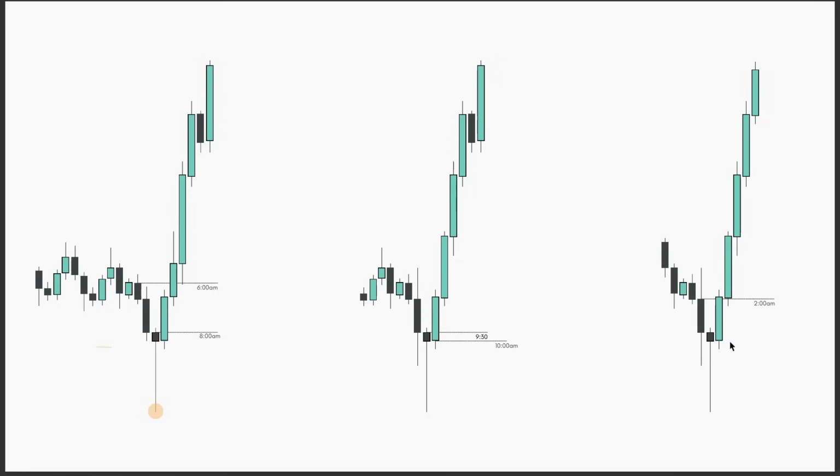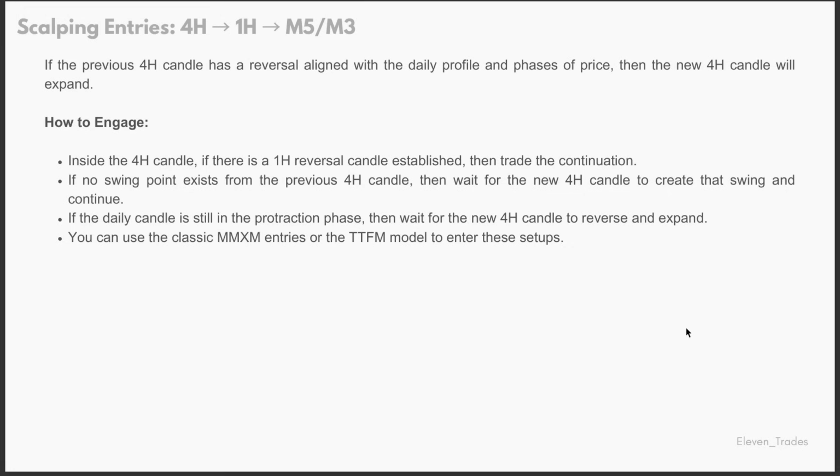If you talk about the Euro USD and the Euro pairs, the news is within the 3M, 2M, or 1M window, so we can reverse within that. Or if we talk about the New York reversal, the news or the volatility drivers lie within the 9:30 and the 8:30, so we can reverse from there. Or the 10M itself is a reversal point for the daily range. So even if the daily range is in that protraction phase, you can wait for the new 4-hour candle to give you that reversal and then trade the continuation. So this is the core logic and idea behind it.